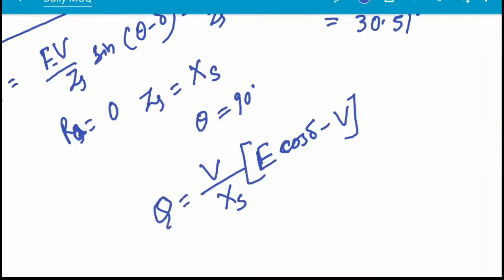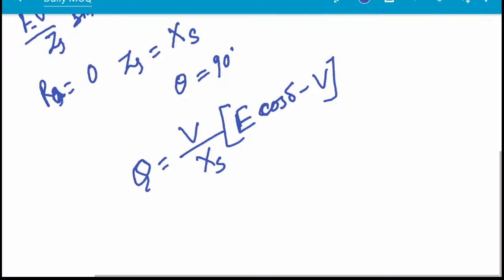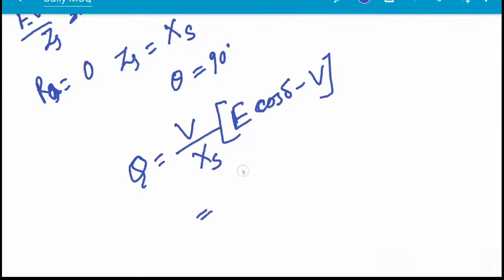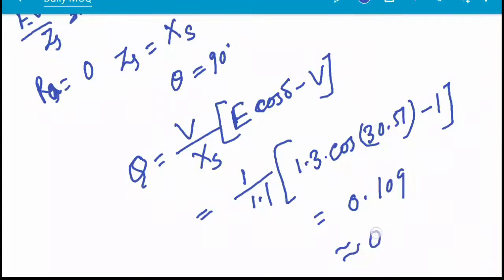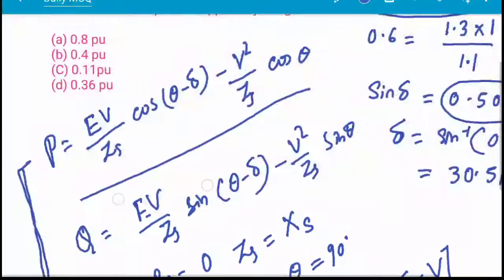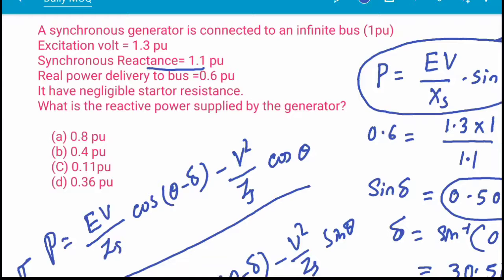So if we calculate Q, this will be 1 by 1.1 into E, which is 1.3, cos 30.51 minus 1. So this will be around 0.109, which is around 0.11. So option C is the correct answer.